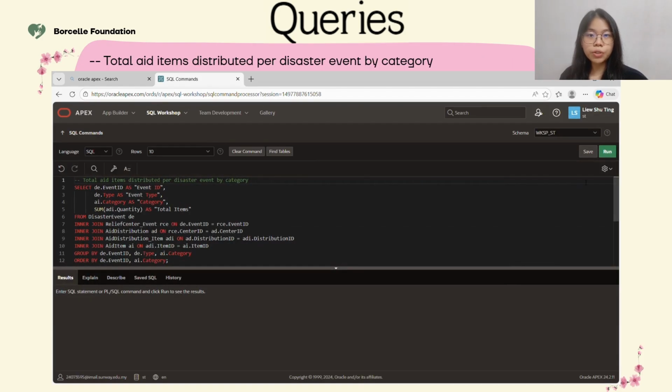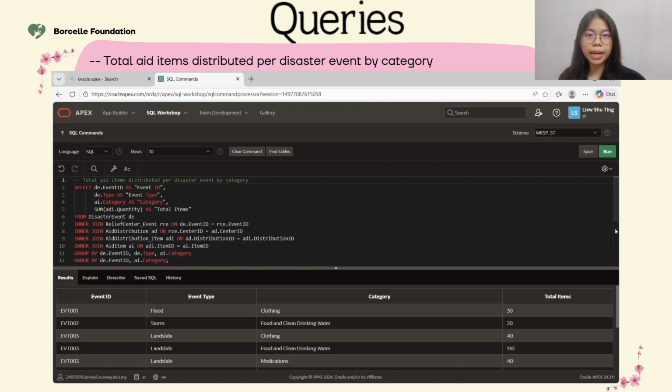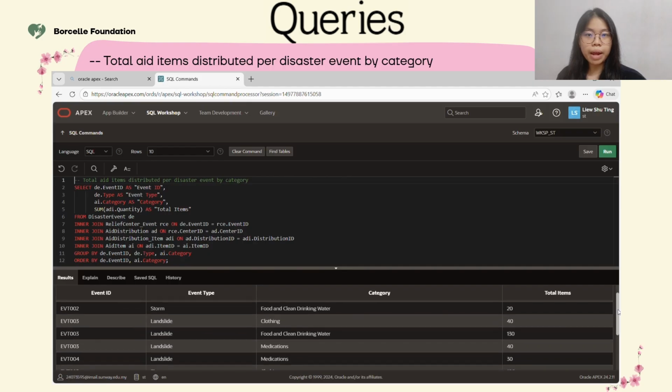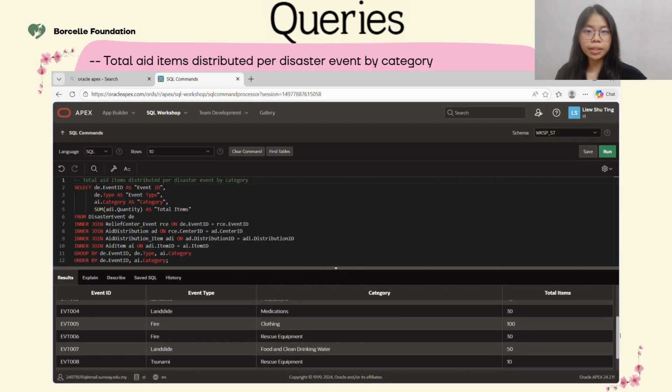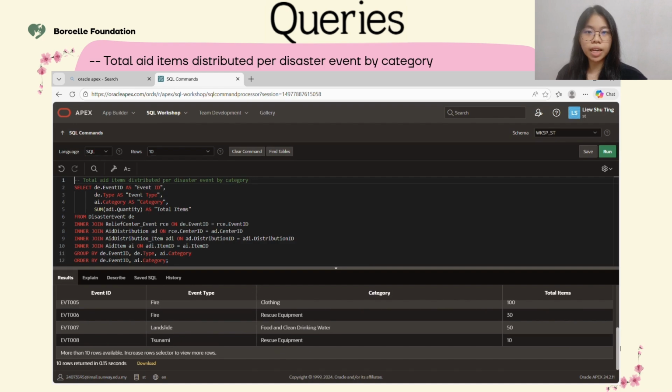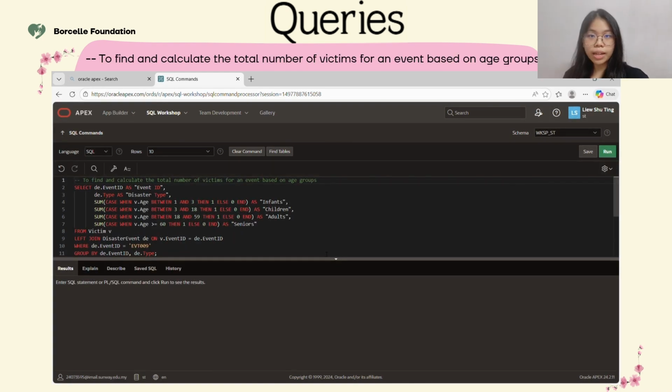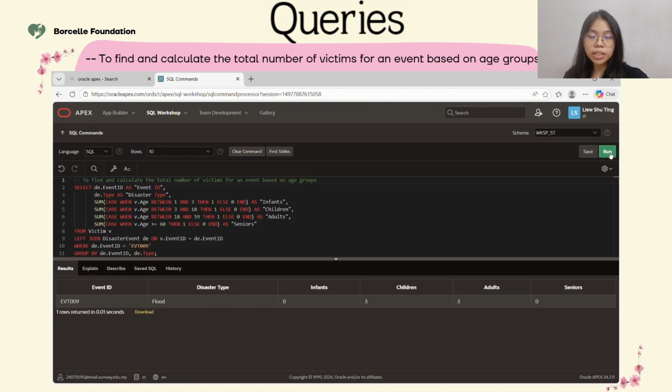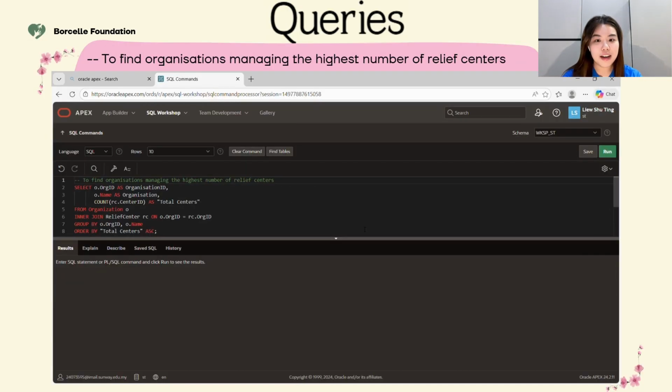Next, this query calculates the total items distributed per disaster event by category. This helps planners understand which items are most needed for specific disasters. We also analyze the number of victims by age group for a disaster event using conditional aggregation. This allows targeted assistance for vulnerable groups such as children and seniors. I will now present the final set of SQL queries and conclude our presentation.